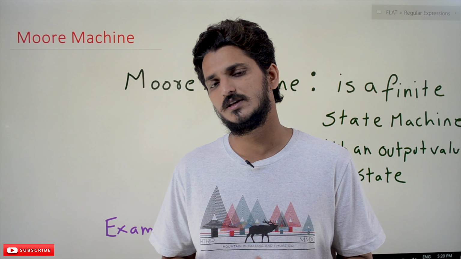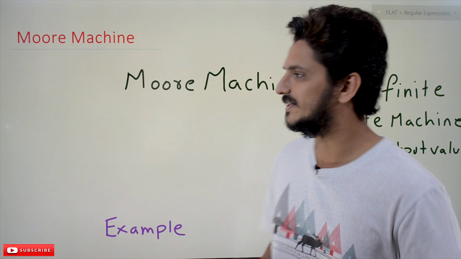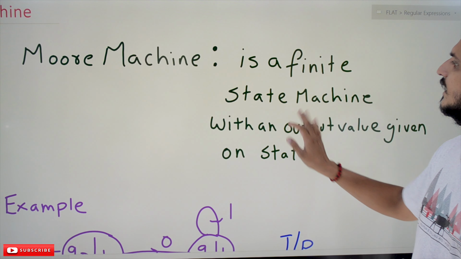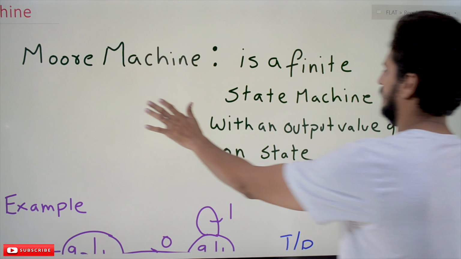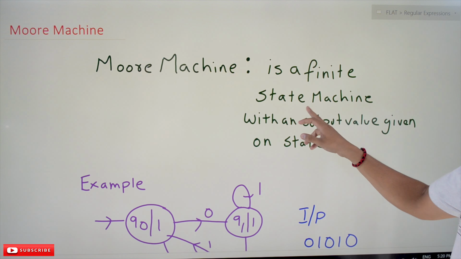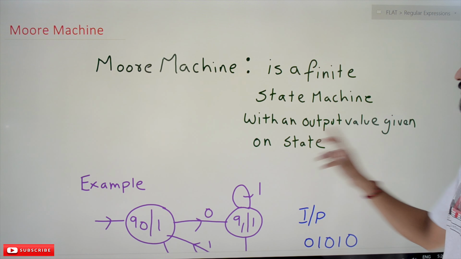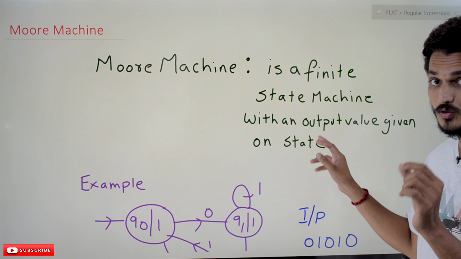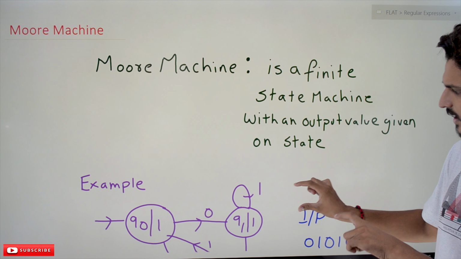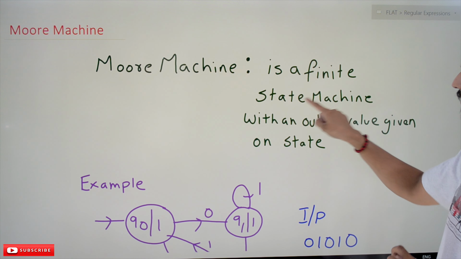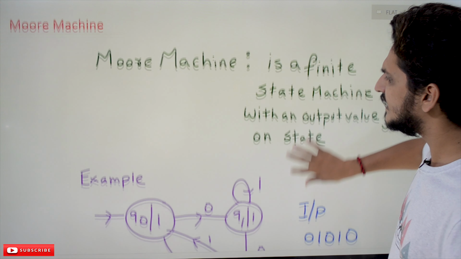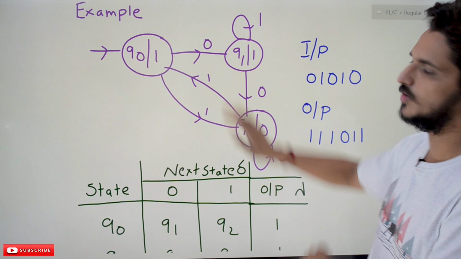Coming to today's class, let's understand Moore machine with an example. A Moore machine is a finite state machine. A Moore machine is a finite state machine with an output value given on state. Let's try to understand the meaning of this with an example. It is a finite automata machine with an output value given on state. Take the example. This is the example for Moore machine.